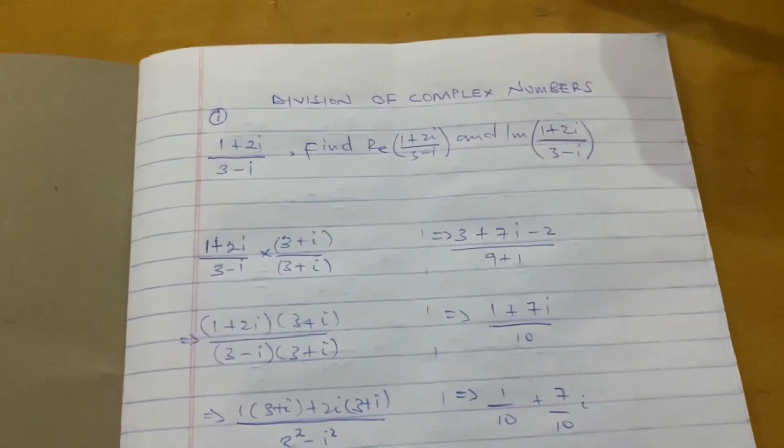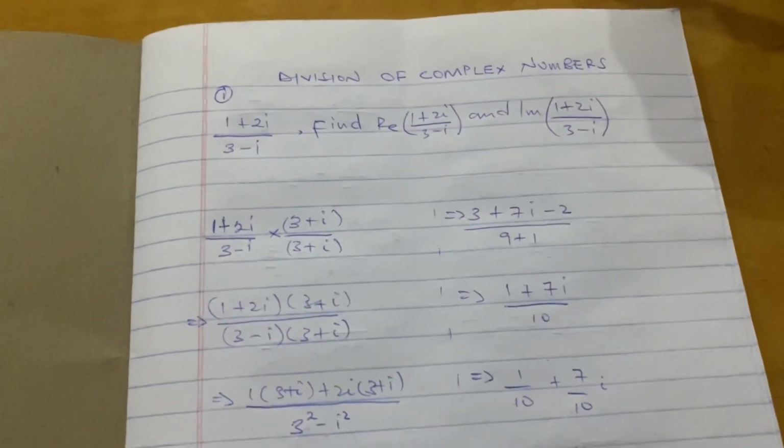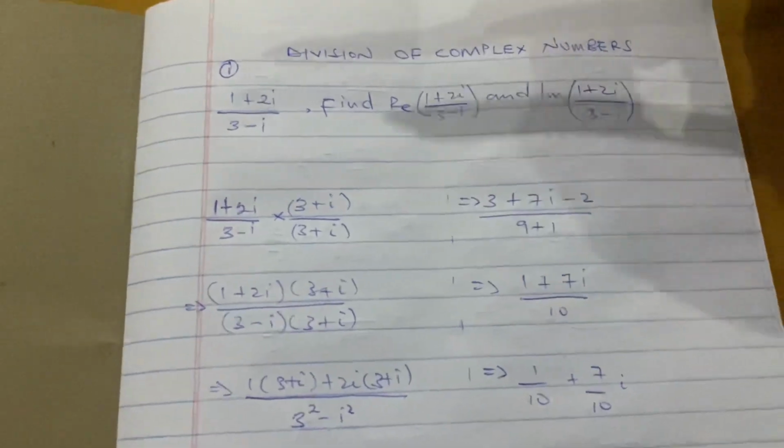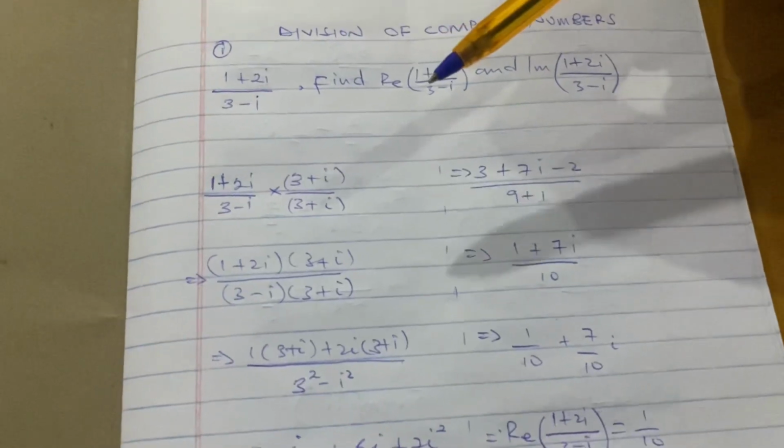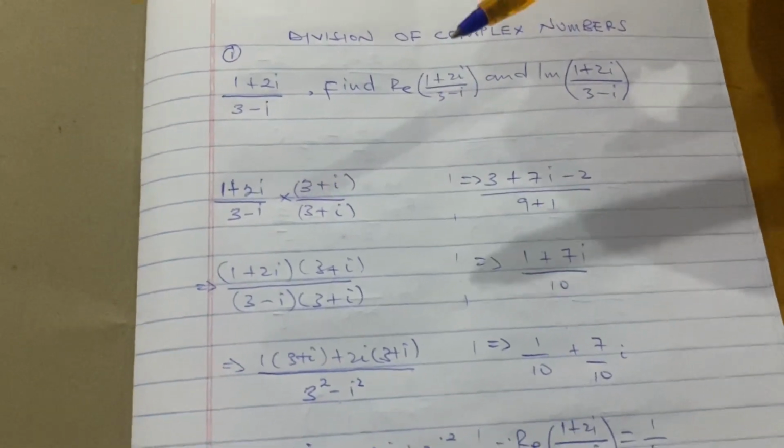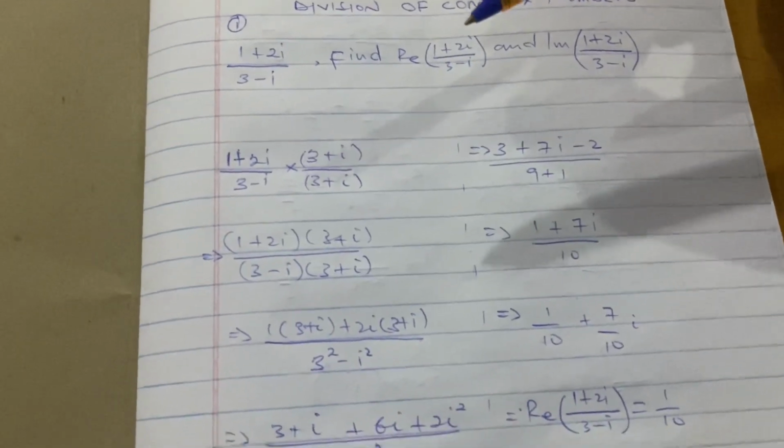Now let's look at the division of complex numbers. Over here we have one complex number divided by the other, 1 plus 2i divided by 3 minus i. How do we solve this? The goal is to eliminate the i from the denominator.